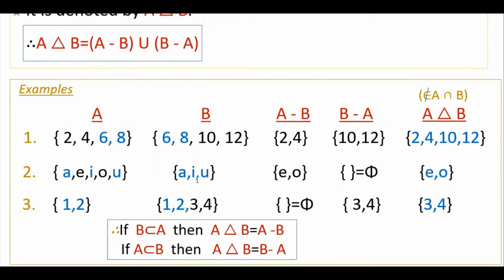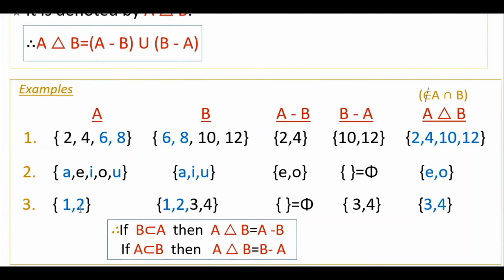Similarly, if you see this example, here A is empty set. So the symmetric difference of A and B is B. Similarly, if you see this set and here also 3, 4. So here if you observe all these sets, here it does not contain the common elements. That means it does not contain A intersection B elements. So the symmetric difference does not contain the intersection of those two sets.